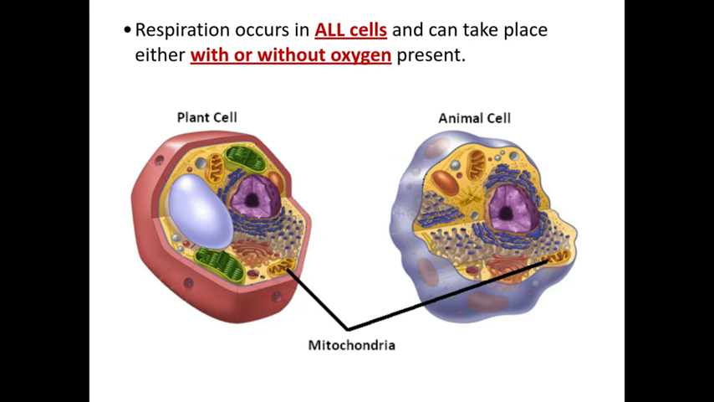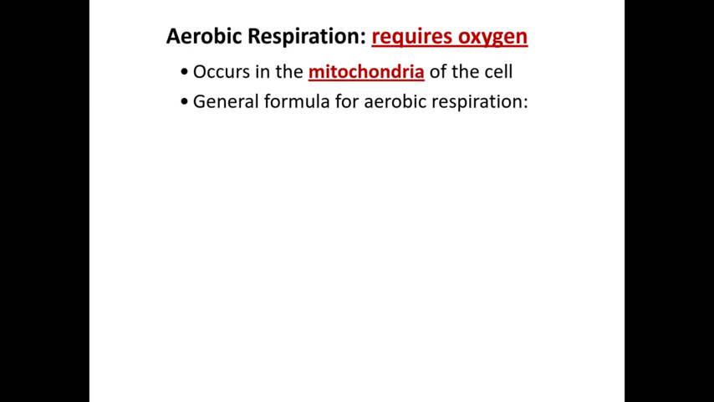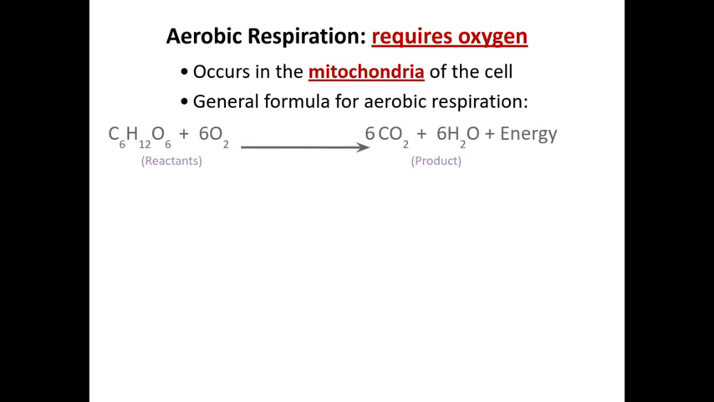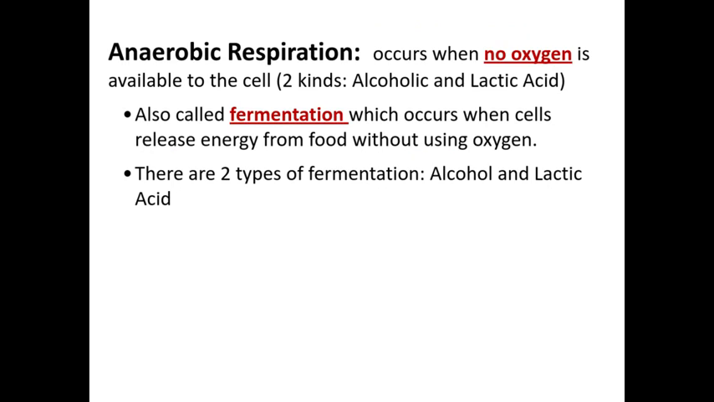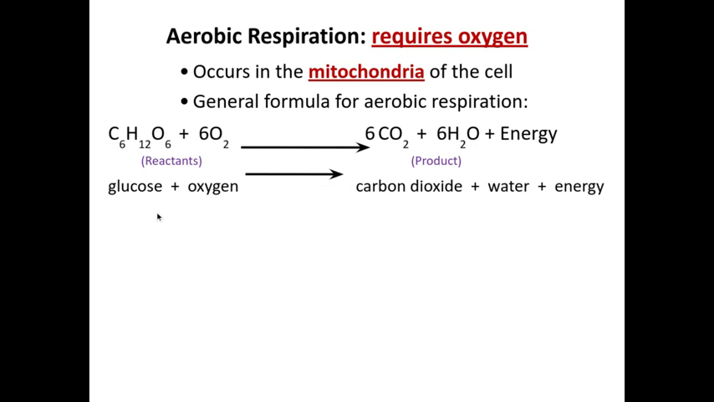So respiration occurs in all cells and can take place either with or without oxygen present. Aerobic requires oxygen, occurs in the mitochondria, which is the powerhouse of the cell. And this is your general formula. Anybody notice anything? Well, you should notice that it's basically the opposite of the photosynthesis equation. Okay, so if you look here, glucose and oxygen are used to produce carbon dioxide, water, and energy. So that's happening in our bodies.